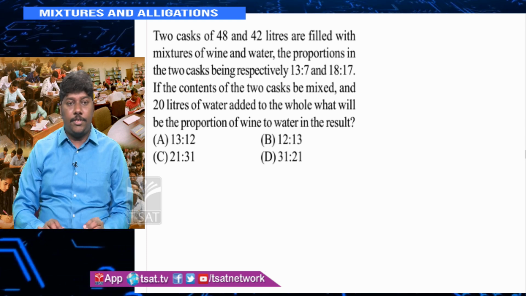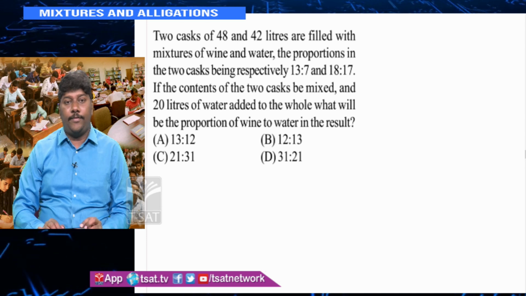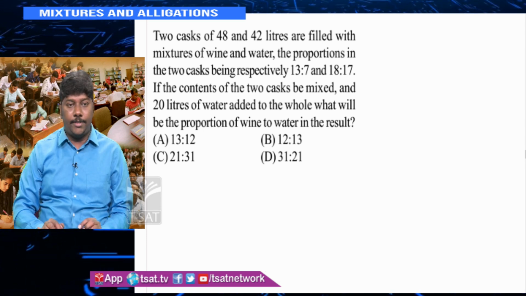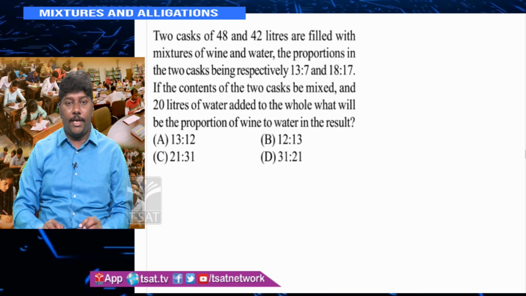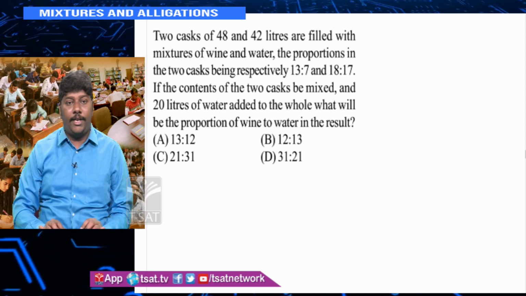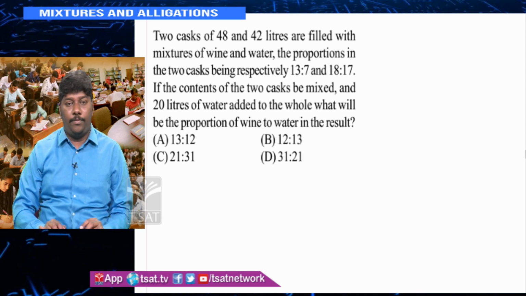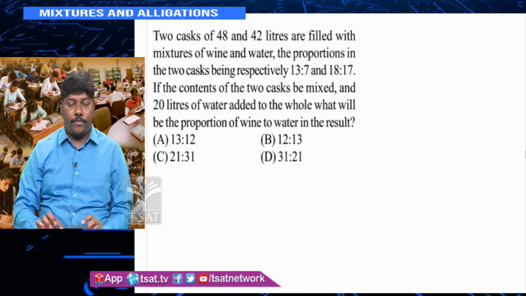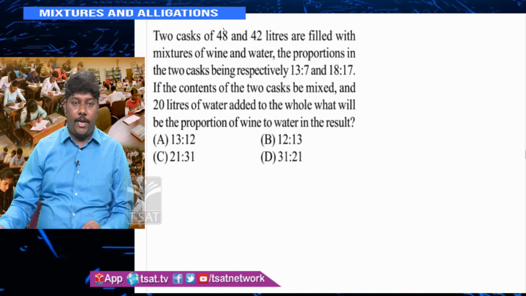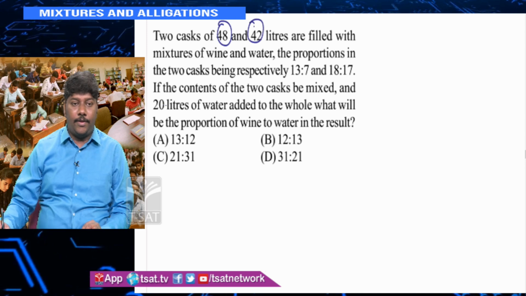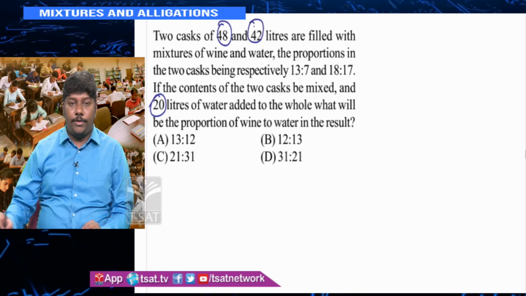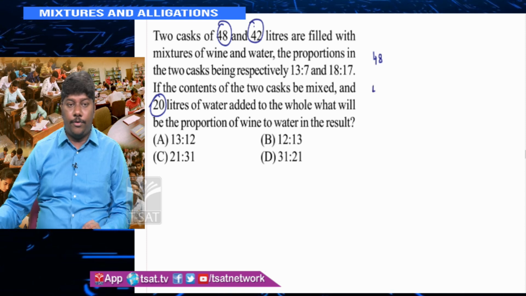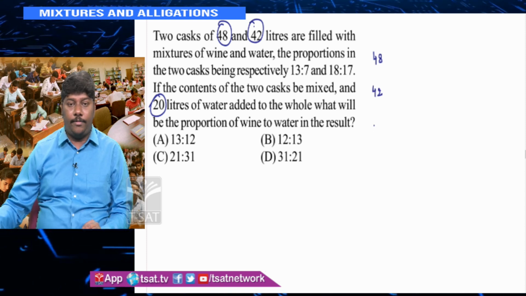Two casks of 48 and 42 liters are filled with mixtures of wine and water. The proportions in the two casks being respectively 13:7, 18:17 of the contents. If the contents of the two casks be mixed and 20 liters of water is added to the whole, what will be the proportion of wine and water in the result? See here, you are adding these two to 20 liters of water. So I would take 48 and 42, finally 20.